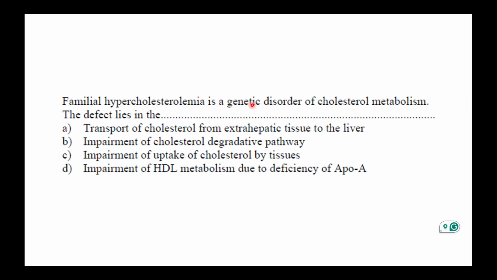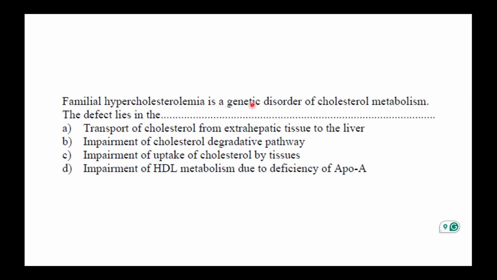Familial hypercholesterolemia is a genetic disorder of cholesterol metabolism. The defect lies in the dash. Option A, transport of cholesterol from extrahepatic tissue to the liver. Option B, impairment of cholesterol degradative pathway. Option C, impairment of uptake of cholesterol by tissues. And option D, impairment of HDL metabolism due to deficiency of ApoA.